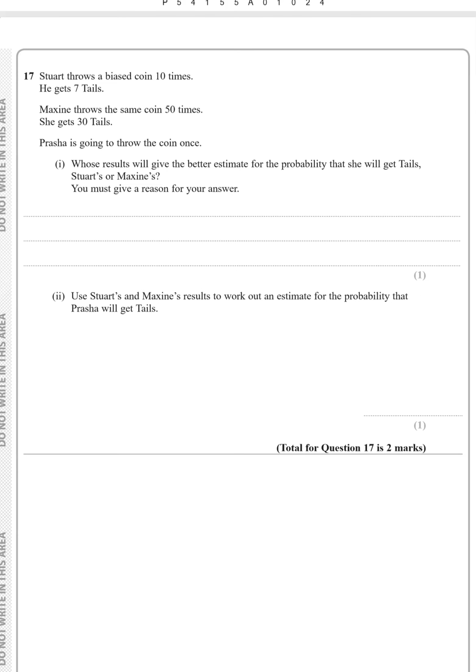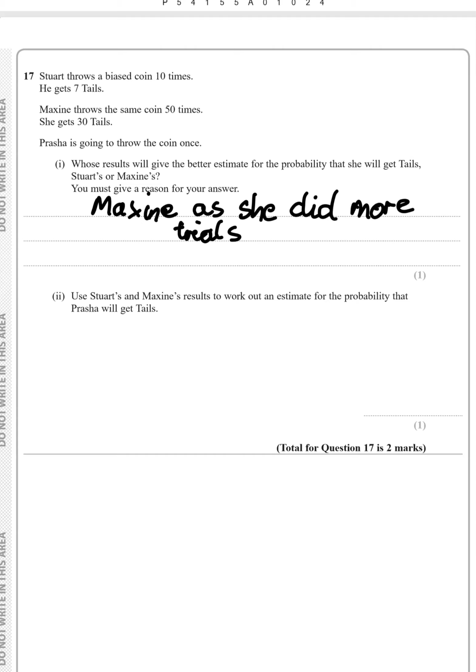Right, question 17. Stuart throws a biased coin 10 times. He gets 7 tails. Maxine throws the same coin 50 times. She gets 30 tails. Prasha is going to throw the coin once. Whose result will give a better estimate for the probability? Right, well, it's going to be Maxine because she did it more times. The more trials you get, the more accurate it is, as she did more trials. Attempts, whatever word you want to put. So Maxine is better because she did it 50 times as opposed to 10 times.